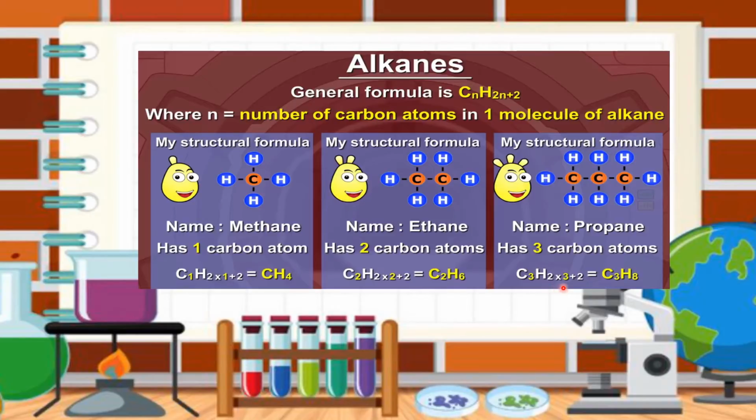Then n here again refers to the number of carbons. So we have 3 carbons. So H2 times 3, plus 2. So that's why this is the structural formula of propane, and the molecular formula is C3H8.